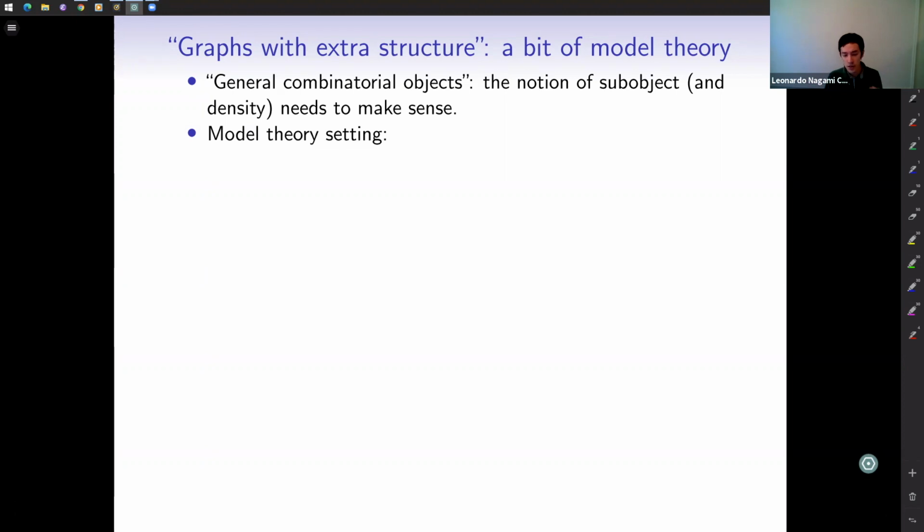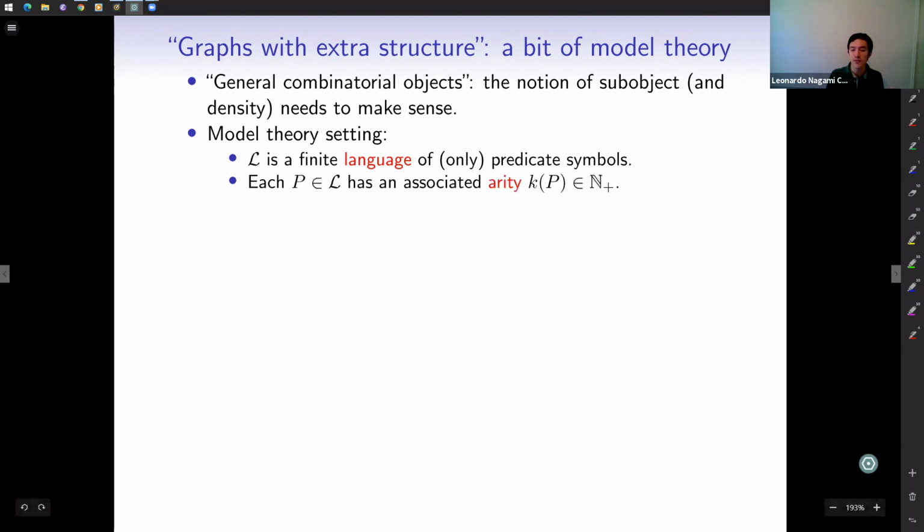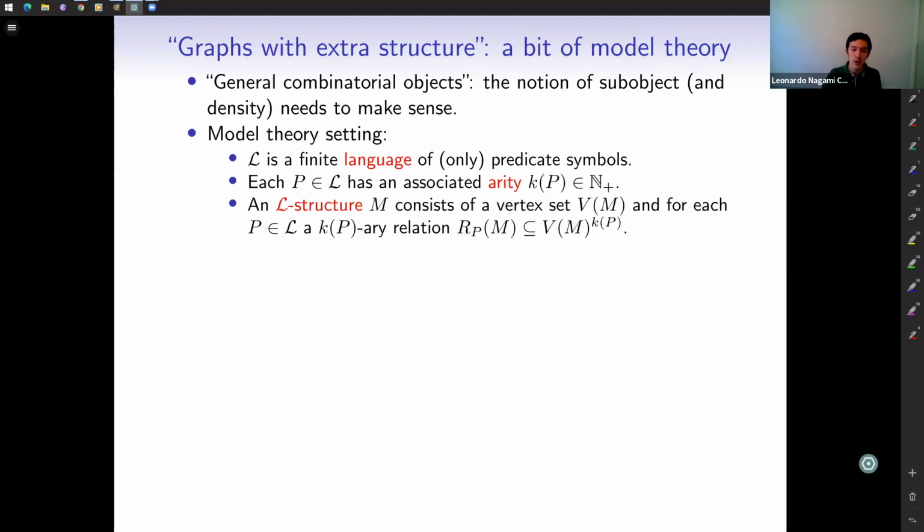So here are the basic concepts of model theory that we're going to need. We start by fixing a finite language of predicate symbols. This is just a finite set, and each element of the set is a predicate symbol with an associated arity, which is a positive integer. Some people have probably never seen this, so I'm going to give an example at the end of this slide. It's a very useful example, but let me give all the definitions first, and they will stay on the slide, so don't worry, they will not go away once I get to the example.